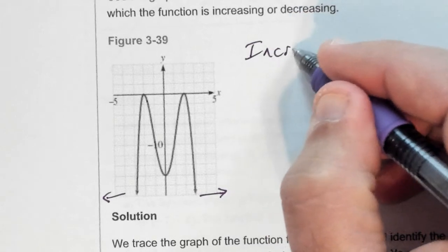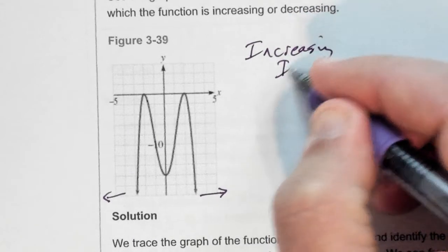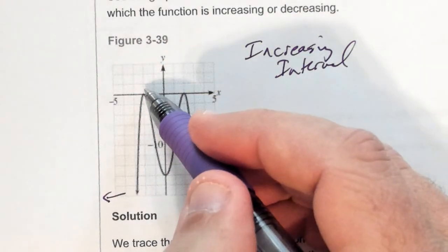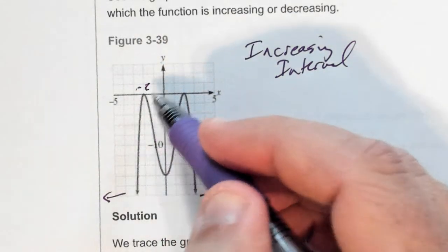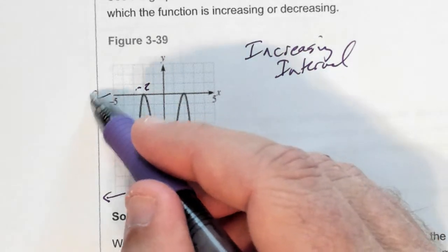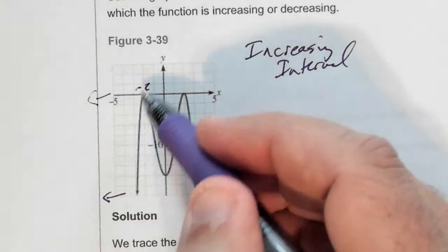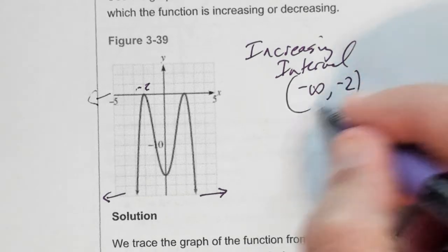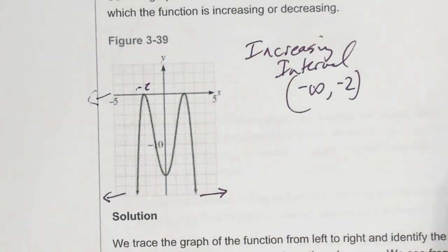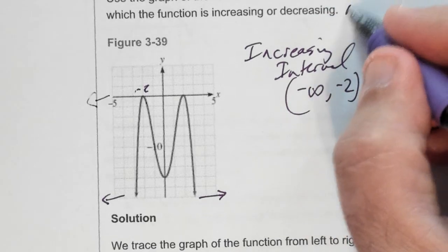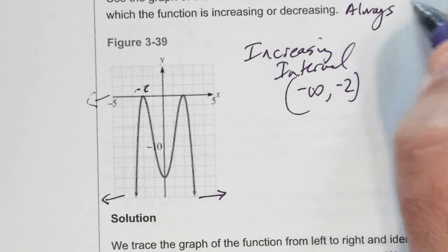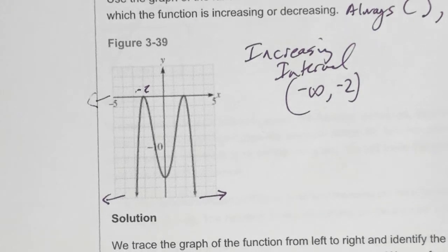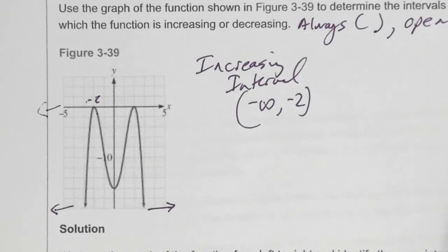So as we go increasing interval, notice that here, this would be at -2. And then we said from negative infinity all the way to -2 is going to be increasing. So that's going to be negative infinity to -2. Now the thing with increasing, decreasing, and constant, is always parentheses, or open. We don't count them ever as being closed.